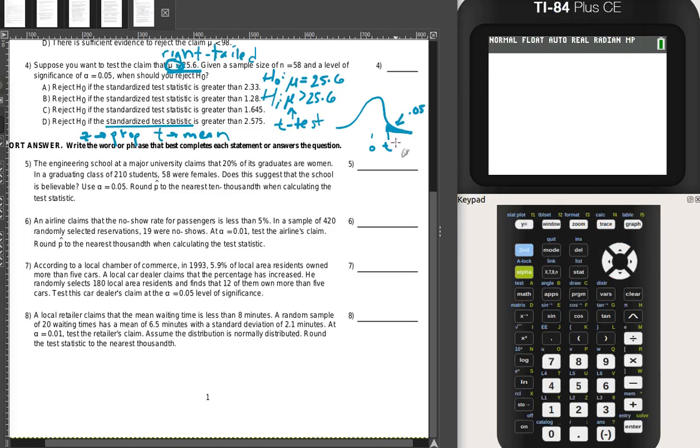It's actually 1.645. So if our calculated test statistic is inside this critical region, meaning it's greater than this value, then we should reject the null hypothesis. So 1.645 goes with C. We would reject the null if the standardized test statistic, which is such a tongue twister, is greater than 1.645. I hope that one makes sense. Thank you guys for watching.